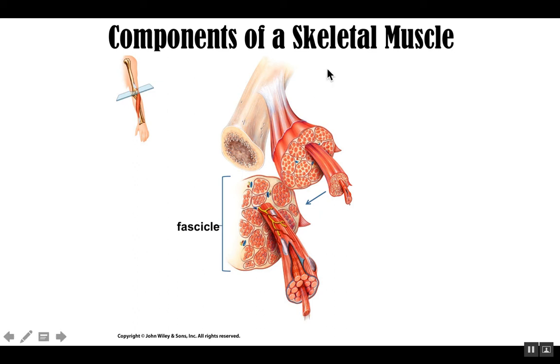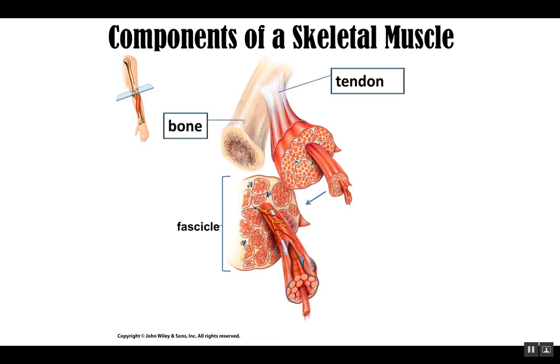Let's now look at the components of a skeletal muscle. What we're going to do is work from more of a macroscopic, gross anatomy level, all the way down to the tissue level and then finally the cellular level. So really what we need to do is get down to the cell level, and once we understand the muscle cell, we can look at how that single muscle cell is going to contract. Because ultimately how a muscle contracts is based upon how all of its muscle cells contract.